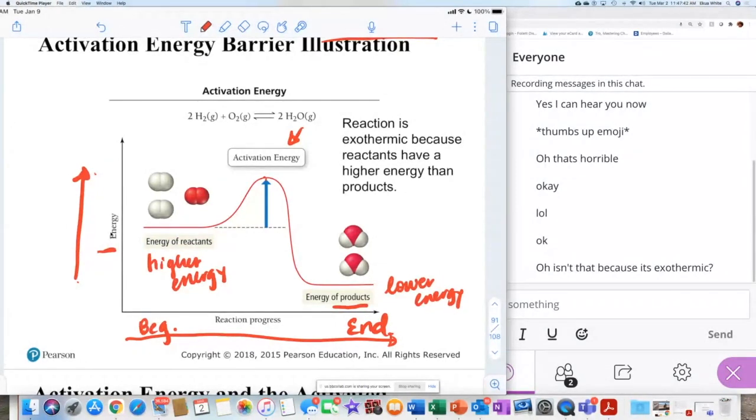Yes, it's exothermic because the beginning of the reaction starts with a higher energy, and then when the reaction is over, it's a lower energy. That means that somewhere in the process, energy got lost, right?